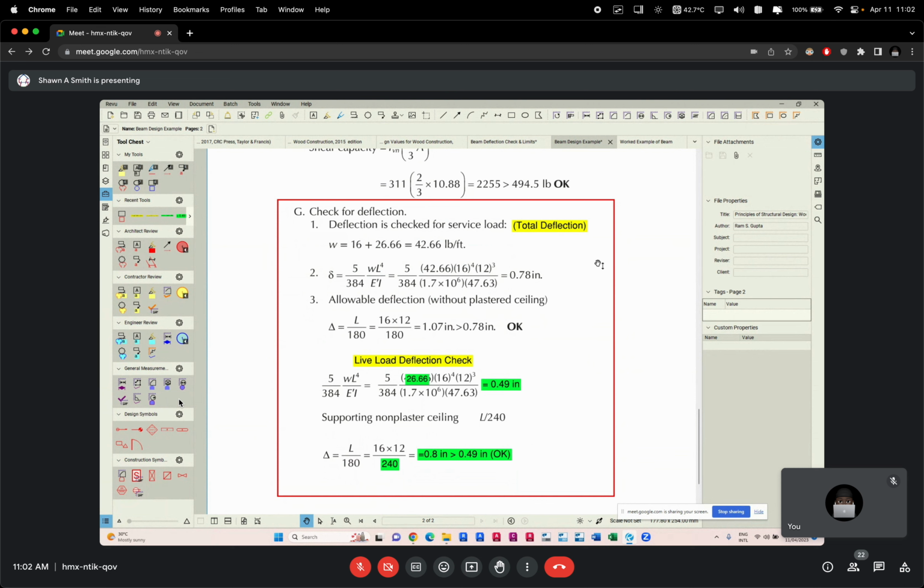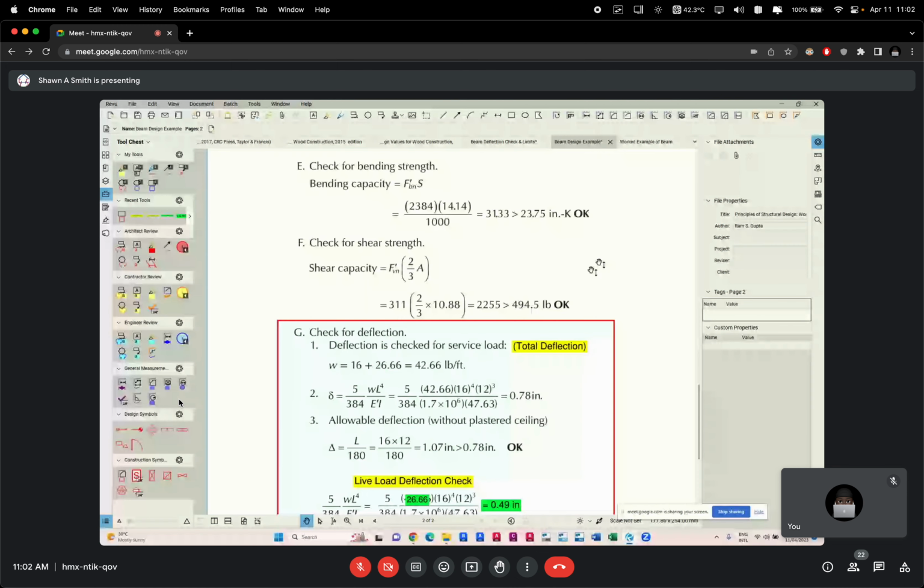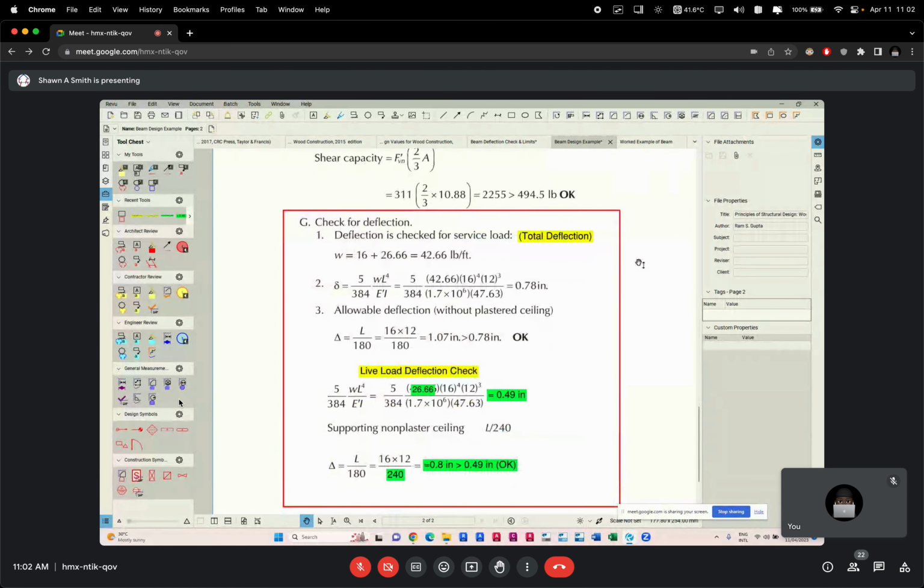Everything is clear? I'm giving you some time to write off and finish, to capture that. I didn't want to write it off or take a picture of it, because we're going to be moving on to columns.